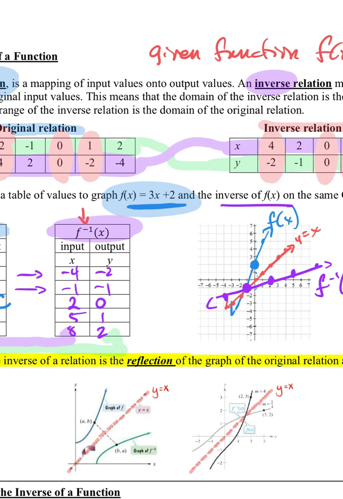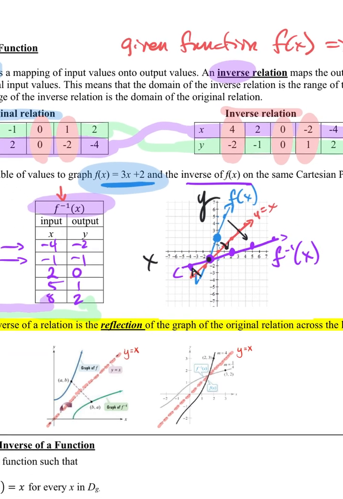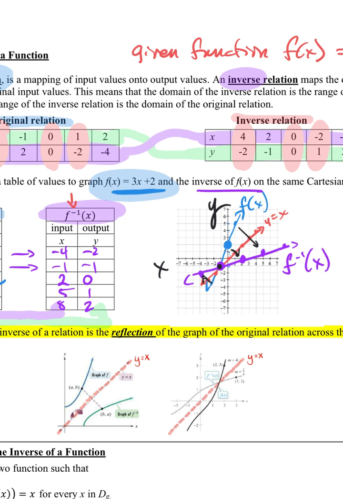And hopefully you see how each of the points, and this stays the same, is being reflected across the line y equals x. And label your axes so we don't lose any points, right? But that's a very good problem, being given a function and asked to graph the inverse. Could we get the equation of the inverse?